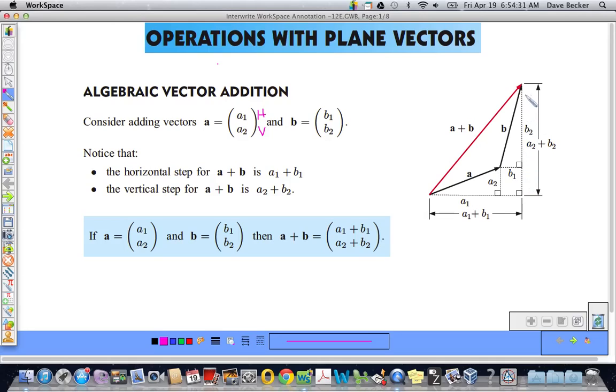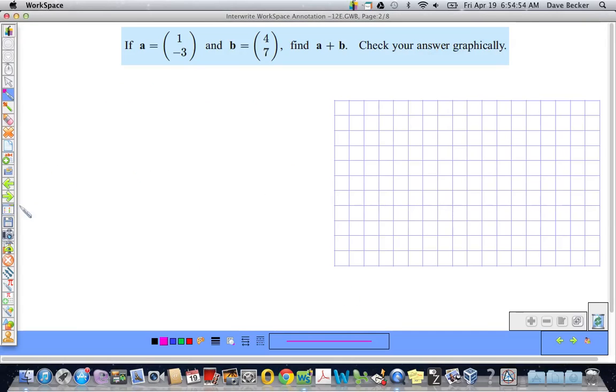So A2 plus B2. So to get from here to here, I go right A1 plus B1 and up A2 plus B2. And that leads to this nice formula, which is not on your formula sheet. If I have two vectors, A and B, to add them, I just add their corresponding components. Very, very simple, very intuitive.